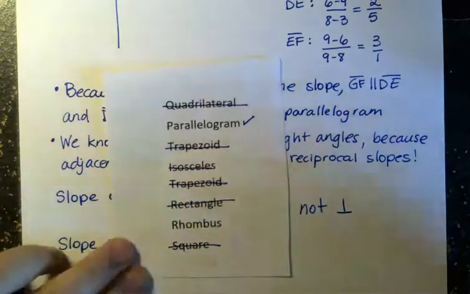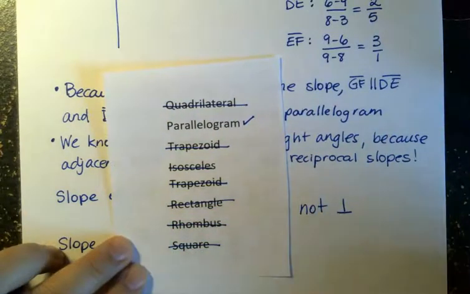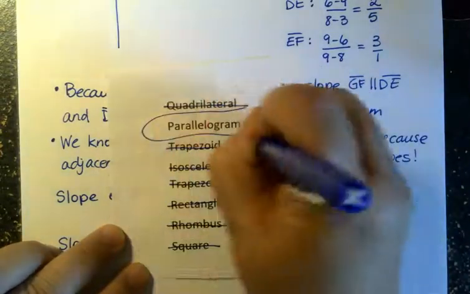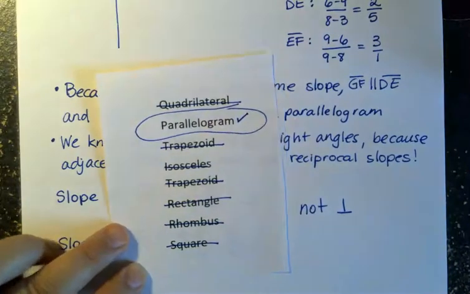So I have ruled out rhombus because the diagonals of a rhombus are perpendicular, and I know that what I have is simply a parallelogram.